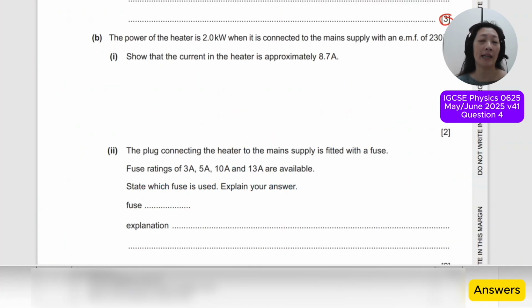B. The power of the heater is 2.0 kilowatts when it is connected to the mains supply with an EMF of 230 volts. 1. Show that the current in a heater is approximately 8.7 ampere. So this question is an electrical power question because it gave us the electrical power, the electromotive force, and the current. So we need to use what I call the Poisson-Ivy formula, which is P equals IV. Because this is a show question, I consider this a free mark because I've already told you what is the answer you should expect to get. So we do not start with the current value. We are looking for the current value. So treat this question as if you are looking for the current.